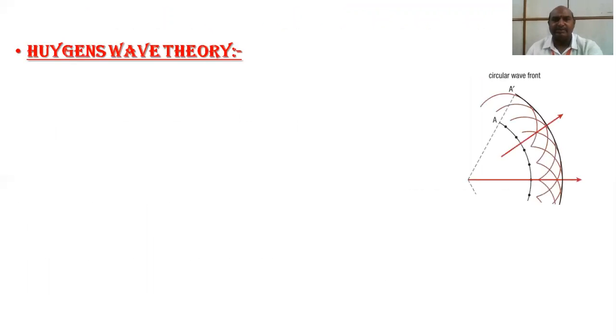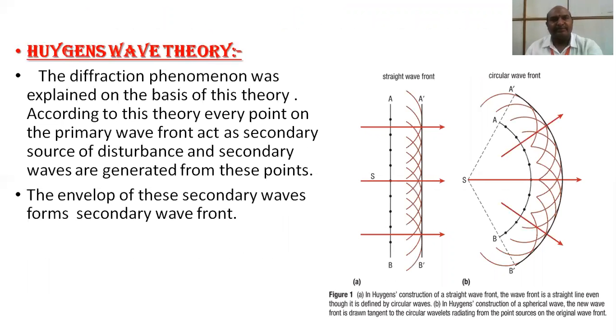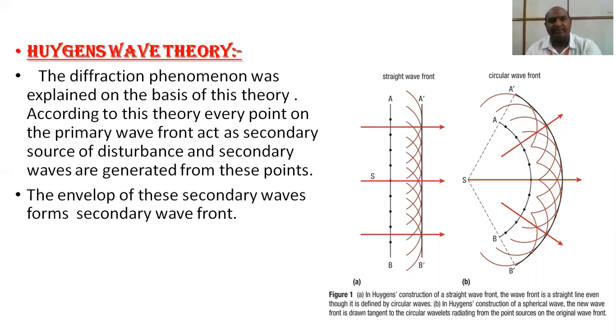So what is the Huygens principle? The diffraction phenomenon was explained on the basis of this theory. According to this theory, every point on the primary wavefront acts as a secondary source of disturbance, and secondary waves are generated from these points. That means every point of the source is a source of secondary wavelets.